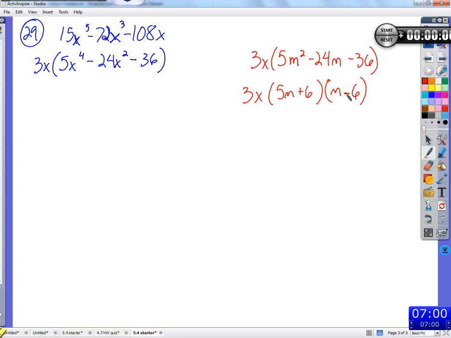All right, so does this work out? 5m squared? Okay, negative 36. Here's the true test. Do we get negative 24? So you get negative 30, plus 6m, minus 1.